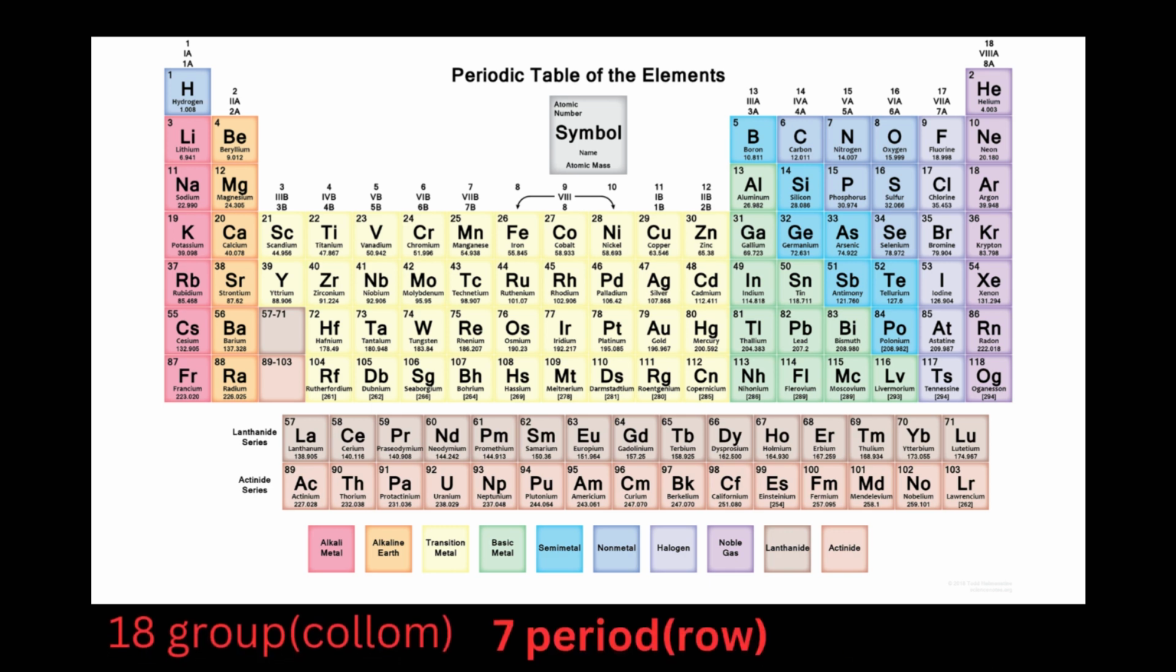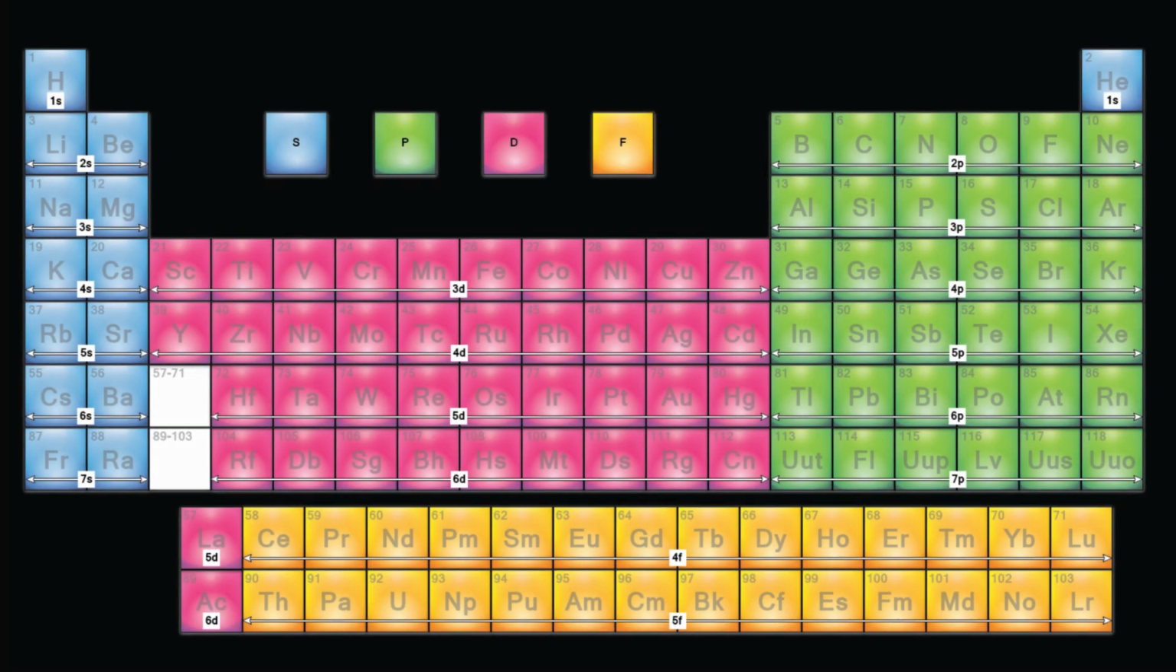Okay, now I would like to tell you about the periodic classification of the elements. There are 18 groups, which are columns, and 7 periods, which are rows, in the periodic table. The periodic table can also be divided into 4 blocks, which are s, p, d, f. The s block is for the metals, p for the non-metals, d for the transition elements, and f for the inner transition elements.